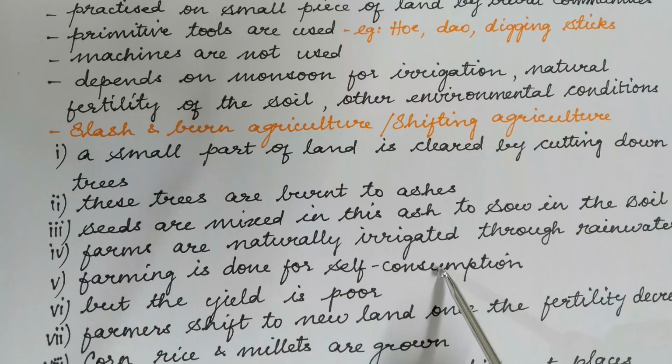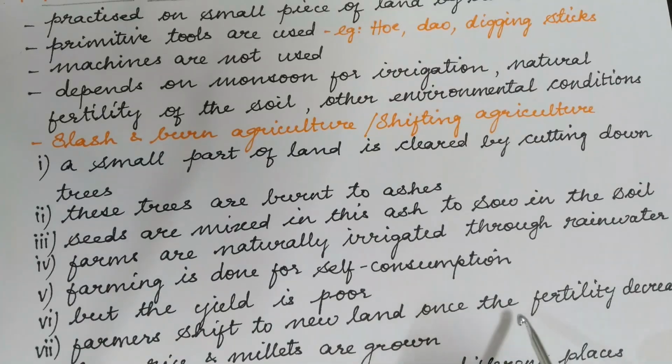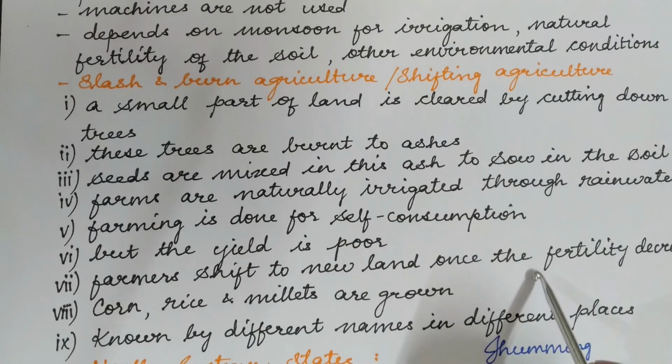And once the fertility goes down, farmers shift to a new piece of land. Once again, the same process goes on. And once the fertility of that land goes down, they move to another piece of land and do the same type of farming. And crops like corn, rice and millets are grown here.